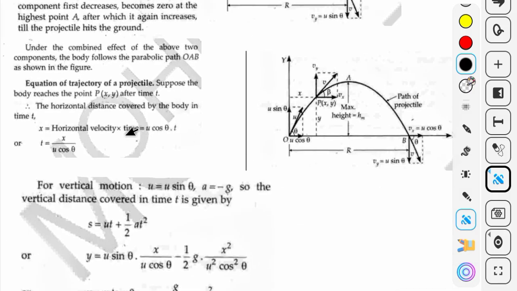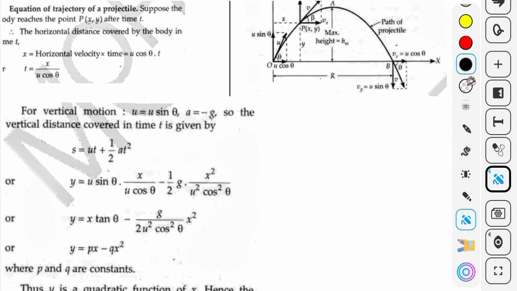Now the equation of trajectory of a projectile. Suppose the body reaches the point P(x, y) after time t. The distance from O is x horizontally and y vertically. The horizontal distance covered by the body in time t will be x equals horizontal velocity, that is u cos theta, into time t. So x is u cos theta into t. From here we can find the time, that is t equals x divided by u cos theta.